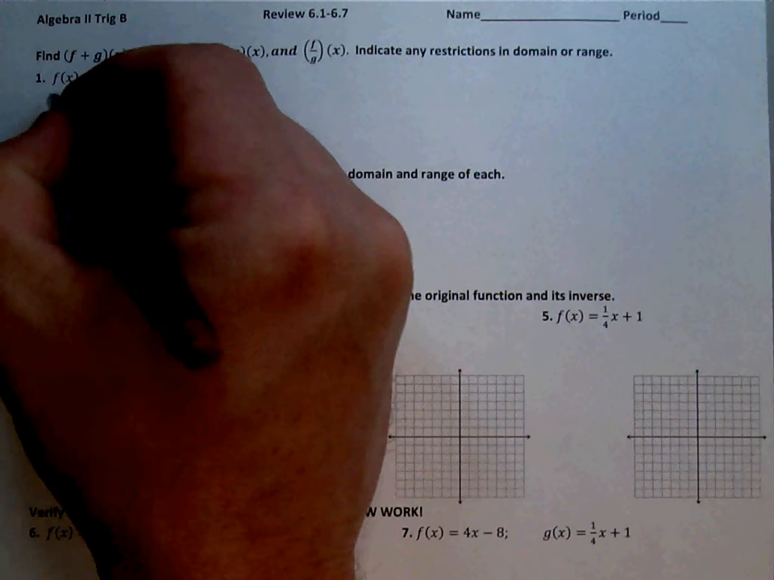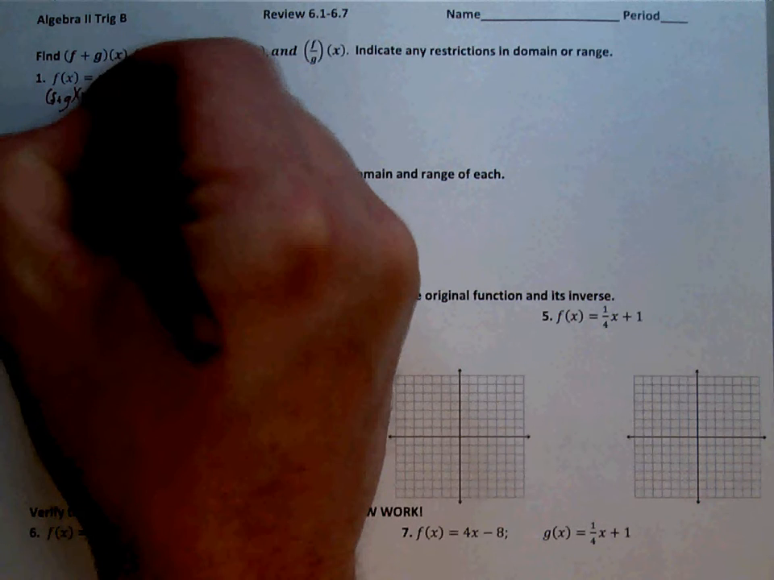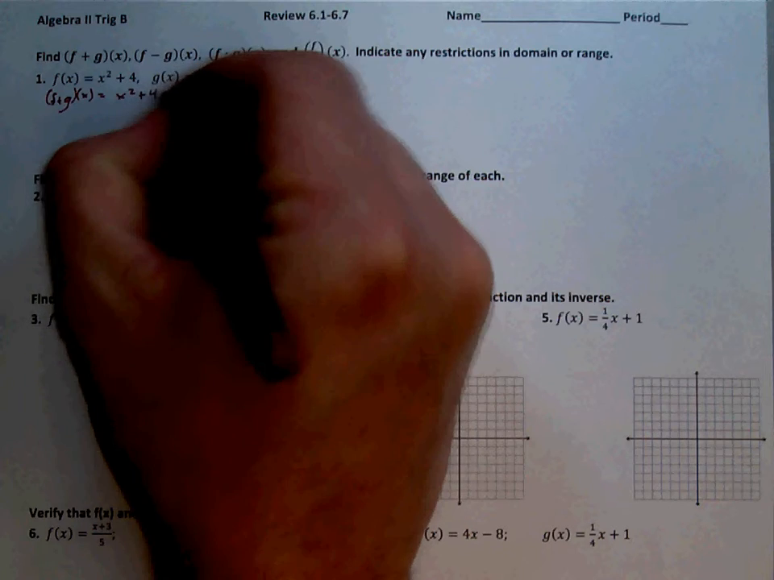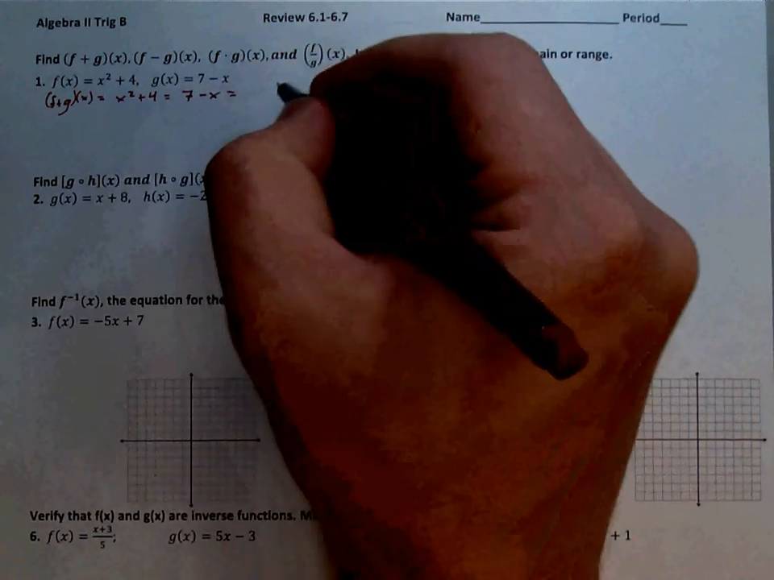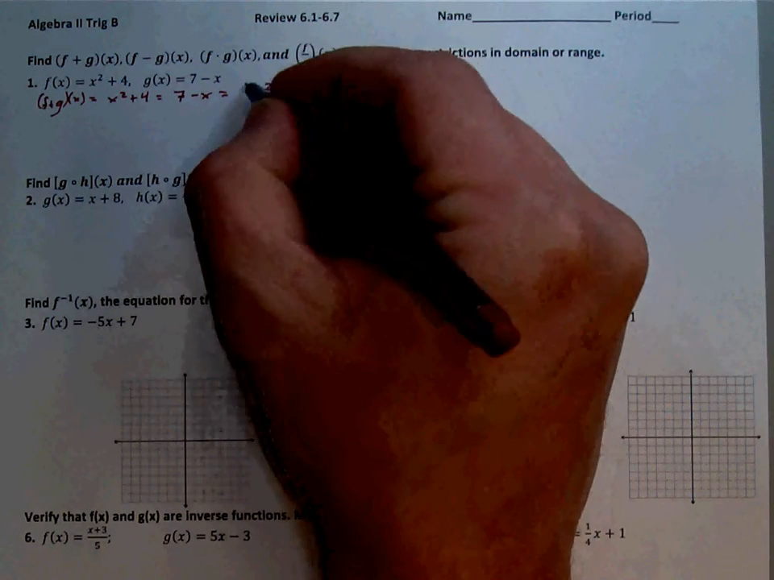Okay, number one, we're going to do f plus g of x. So that's where we just add the like terms. So we've got x squared plus 4 is our f of x. Our g of x is 7 minus x. So when we combine like terms, we get x squared minus x plus 11.